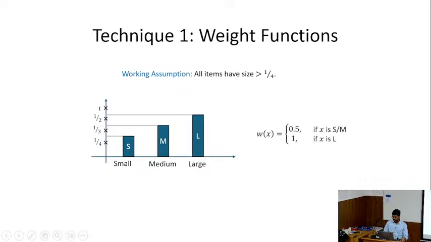Okay? And we assign weights to items as follows. If the item is either small or medium, we assign a weight of 0.5. And if the item is large, we assign a weight of 1. So intuitively, weight functions get rid of all the complexities with the actual sizes of the items. We lose some information, but this makes the analysis much easier. So let's see how these weight functions help us.